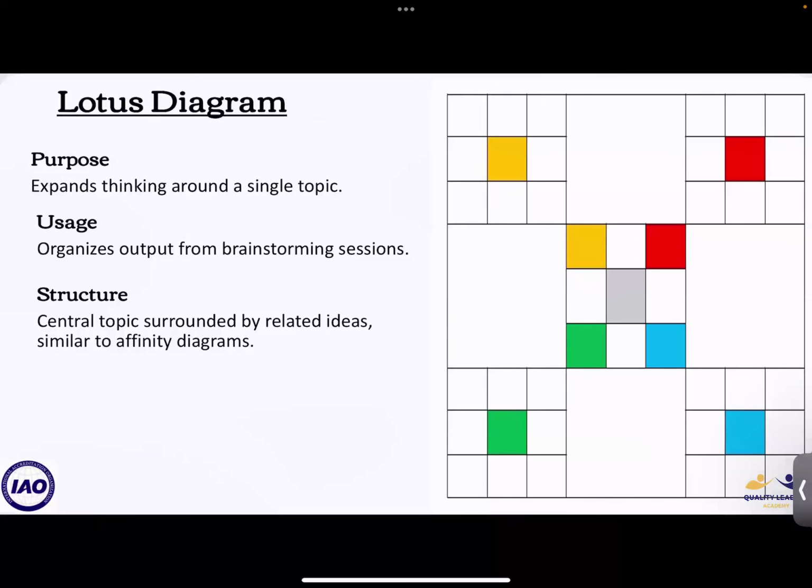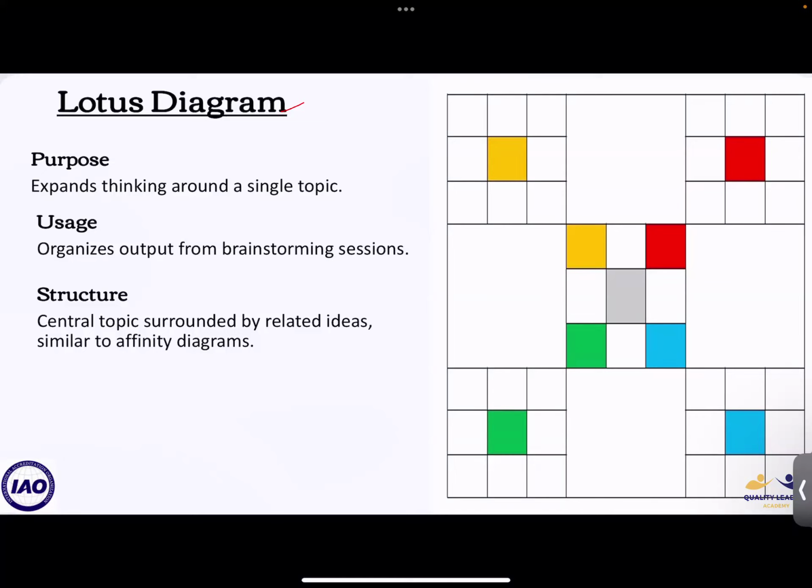Let's talk about a simple yet powerful tool for brainstorming and organizing ideas. We call it the lotus diagram. The lotus diagram is designed to expand thinking around a single topic. Think of it as a structured way to break down big ideas into smaller and manageable parts. It helps you dig deeper into a subject by connecting related concepts and ensuring nothing important is overlooked.